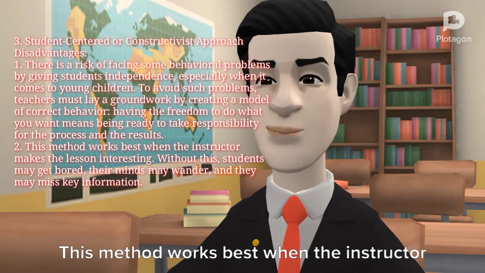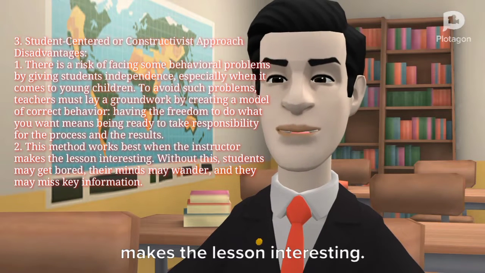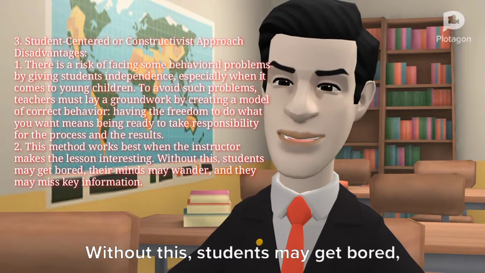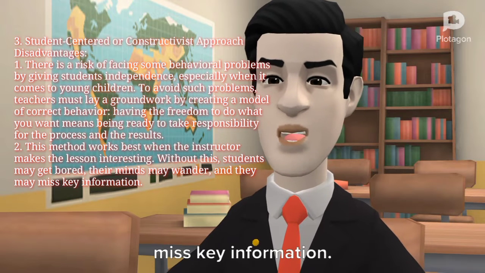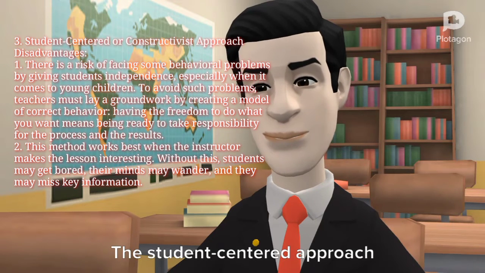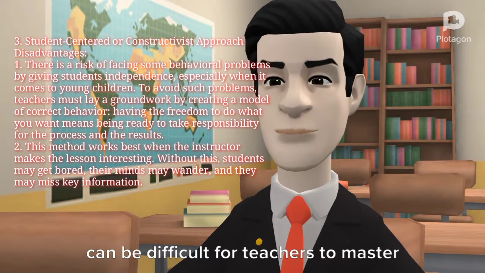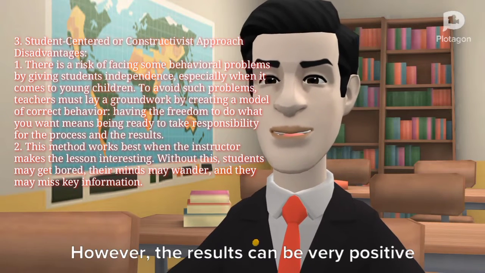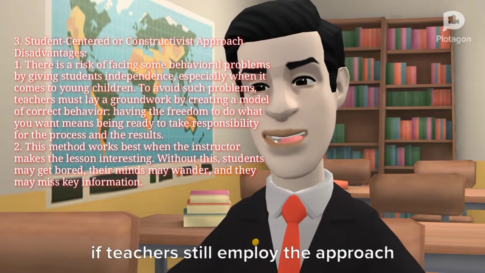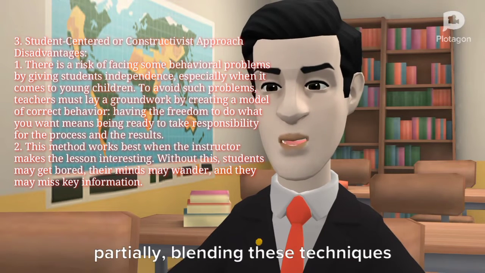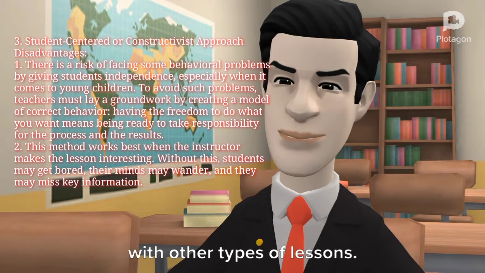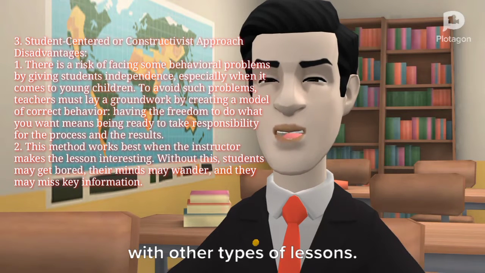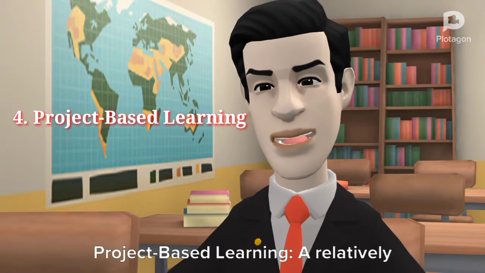2. This method works best when the instructor makes the lesson interesting. Without this, students may get bored, their minds may wander, and they may miss key information. The student-centered approach can be difficult for teachers to master or perfect, and it doesn't always guarantee a 100% outcome. However, the results can be very positive if teachers still employ the approach partially, blending these techniques with other types of lessons. 4. Project-based learning.